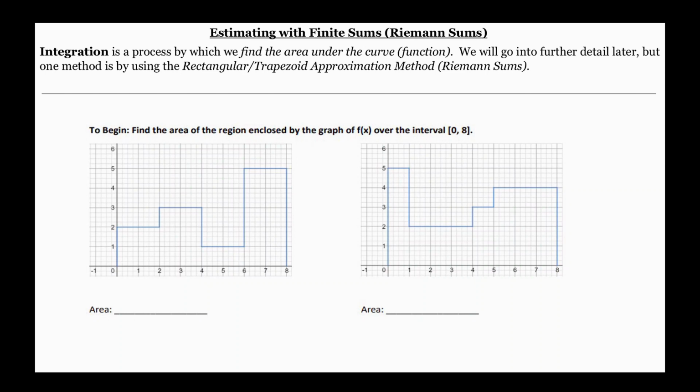The most common way of finding area under the curve is antiderivatives. We'll come back to that, but I just want to show you what's called Riemann sums. Riemann sums are another way of doing it. One method we're going to talk about today is called Riemann sums, but it's also called the rectangular or trapezoid approximation method. That's another name for Riemann sums. It's all the same.